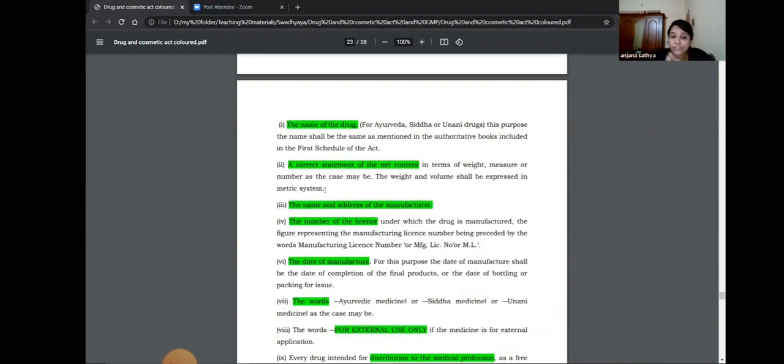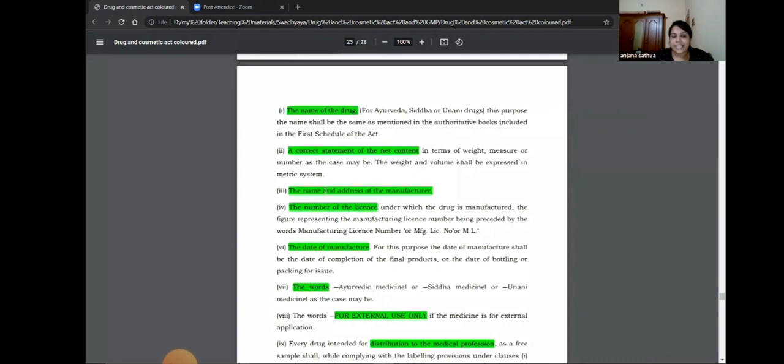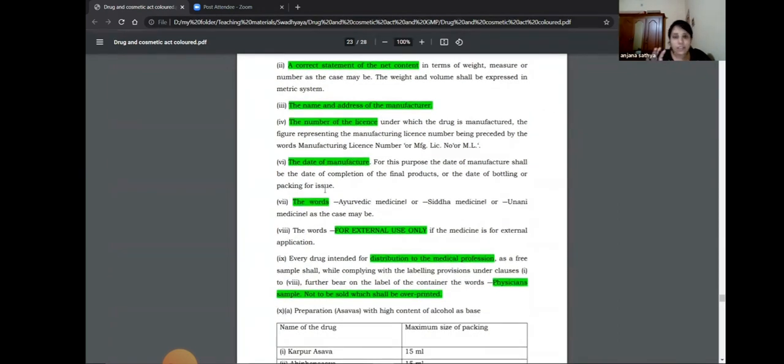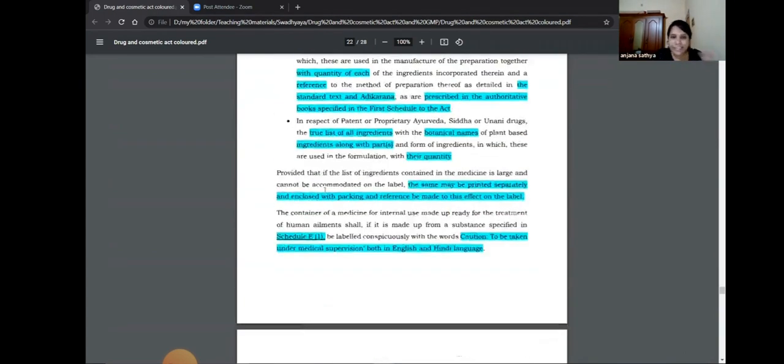Fourth one is the number of the license. So you have to mention the manufacturing license number. You will find it on the label as MFG, license LIC number, or ML. Date of manufacture and expiry date also. Words like Ayurvedic medicine or Siddha medicine have to be there. And if it is intended for external use, you have to use the term external use only. And if it is intended for medical professionals as a sample, it has to be mentioned that it is a sample not to be sold. Okay. So these are the minimum things that have to be there in a label.